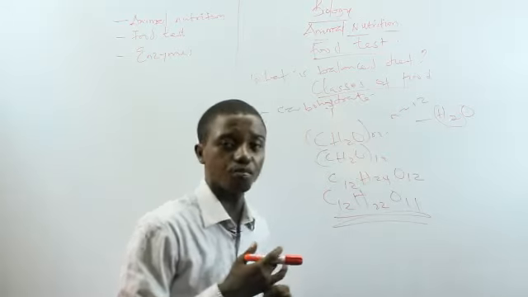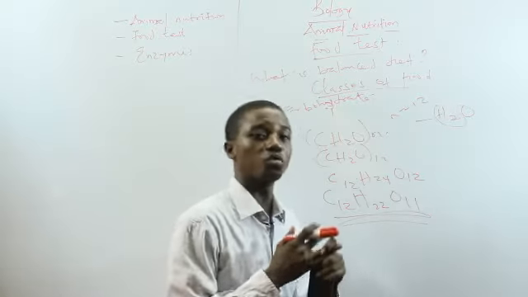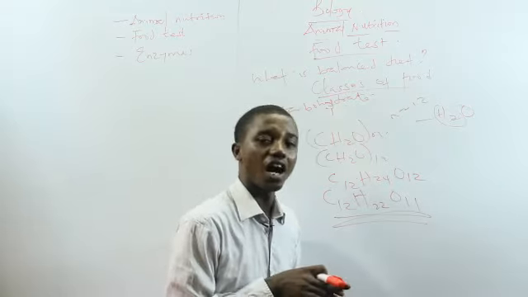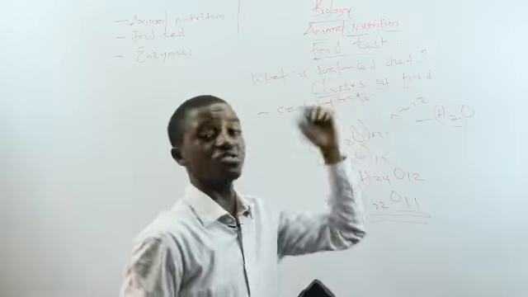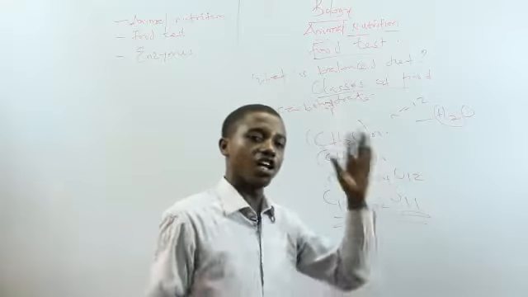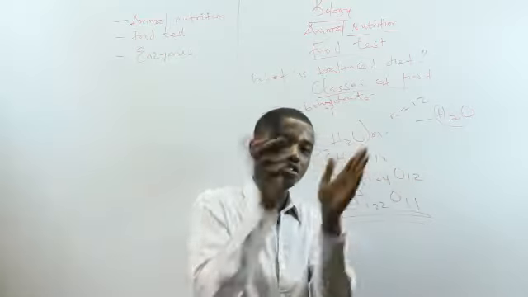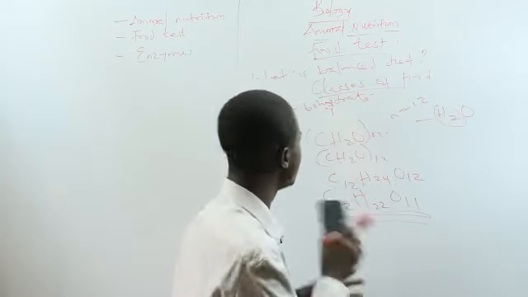Sucrose is glucose plus fructose. Maltose is glucose plus glucose. Glucose plus galactose will give you our lactose. Sucrose is also known as cane sugar. You can get it from sugar cane. No, cane sugar, sugar cane. You just need to turn it around.